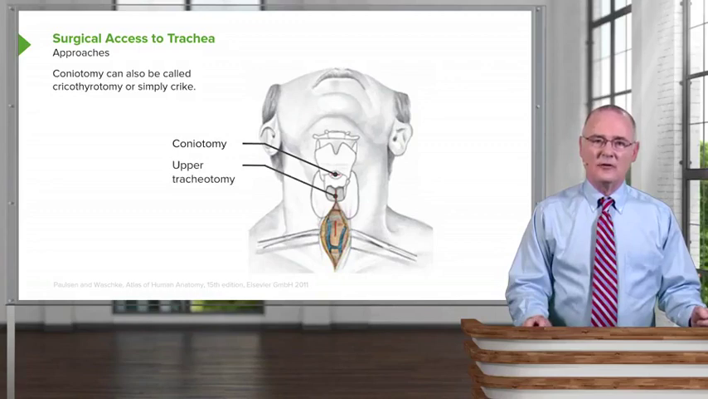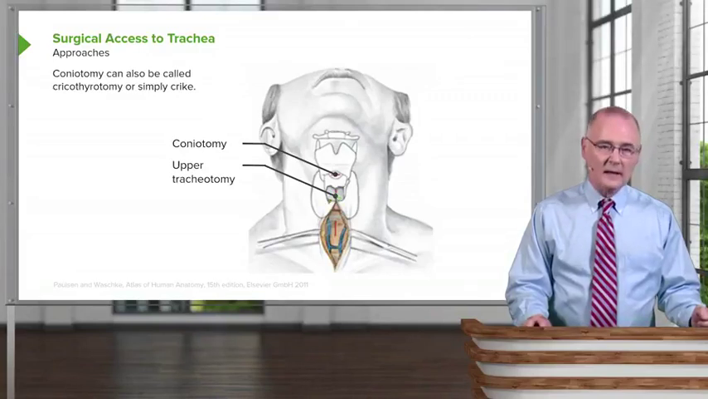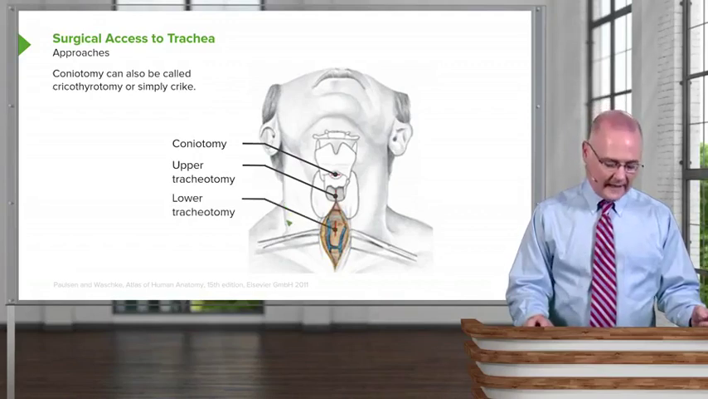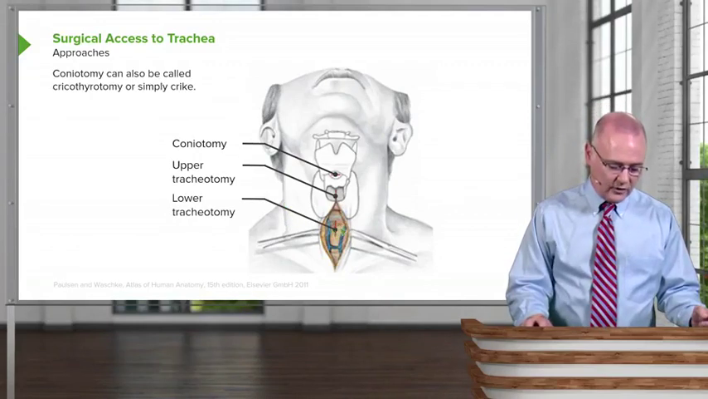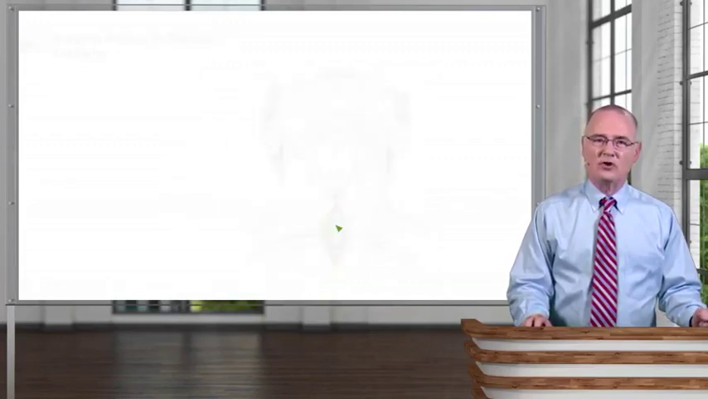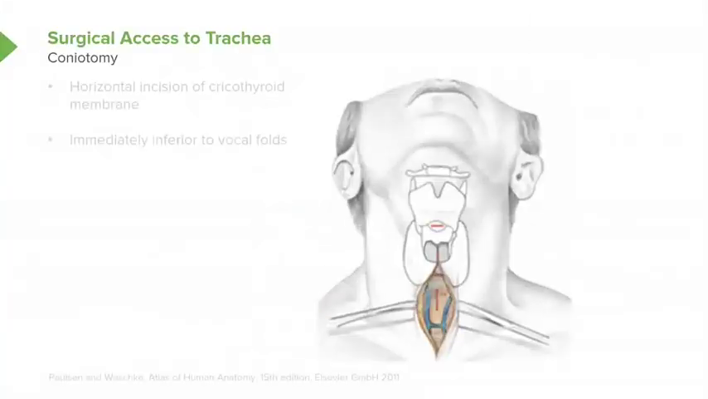Another approach is to perform an upper tracheotomy, which would be in this region here. And then the third approach would be to do a lower tracheotomy, shown in this region here. We will now explore each one of these with the approach taken. Here, we'll begin with the coniotomy, or simply the cric.